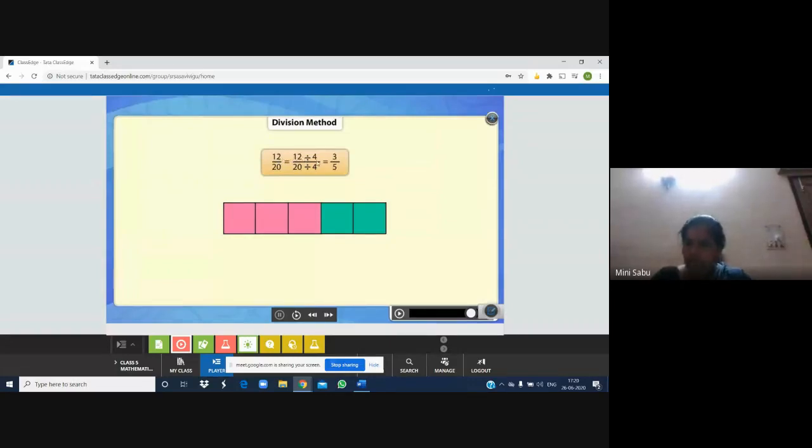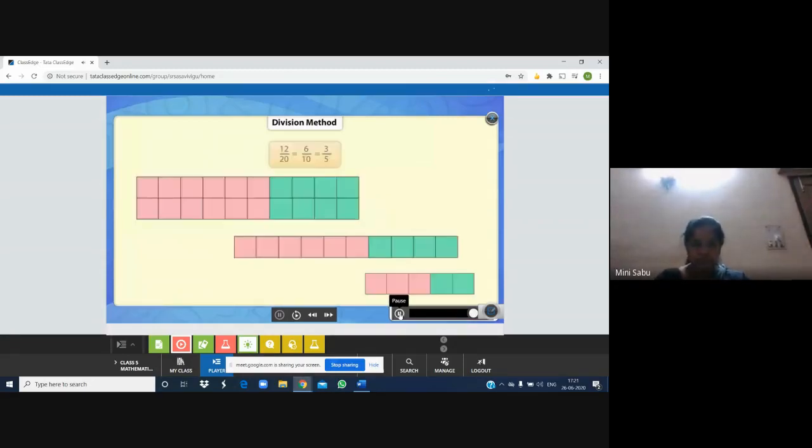See what they have done here. 12 is divided by 4. 4 threes are 12. What do you get? 3. 20 also divided by 4. 4 fives are 20. You got 5. So that means 12 by 20, its equivalent fraction is 3 by 5. Did you understand? Okay. Now let us move further. So, the fractions 12 upon 20, 6 upon 10 and 3 upon 5 are equivalent fractions.